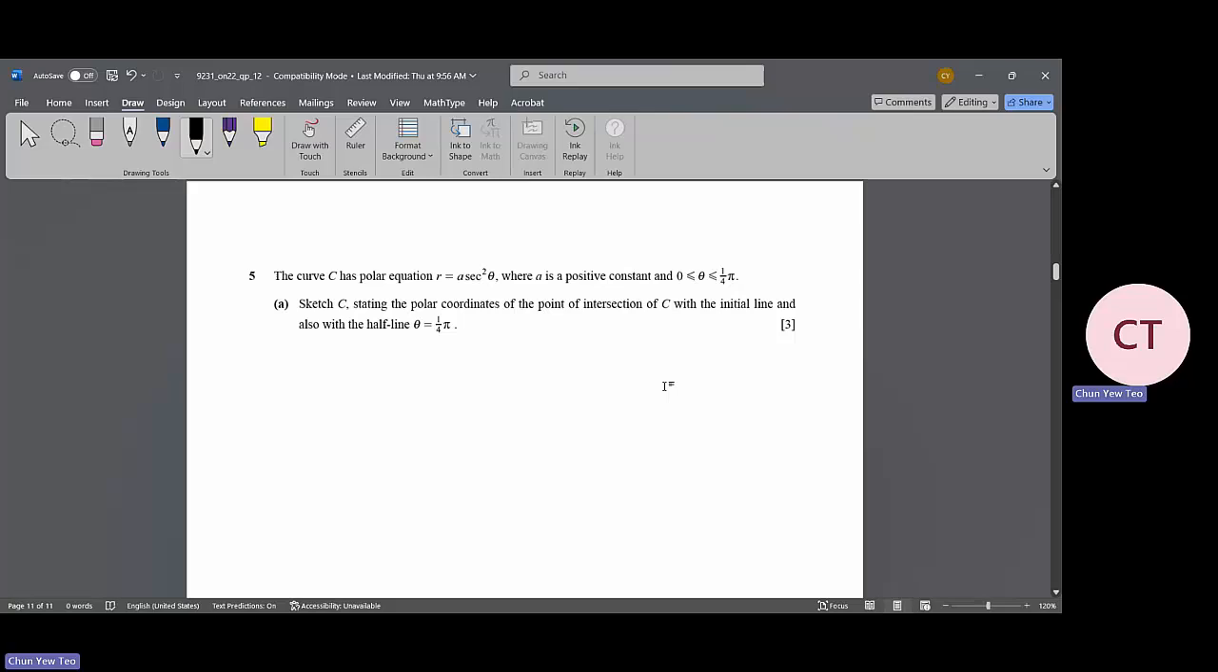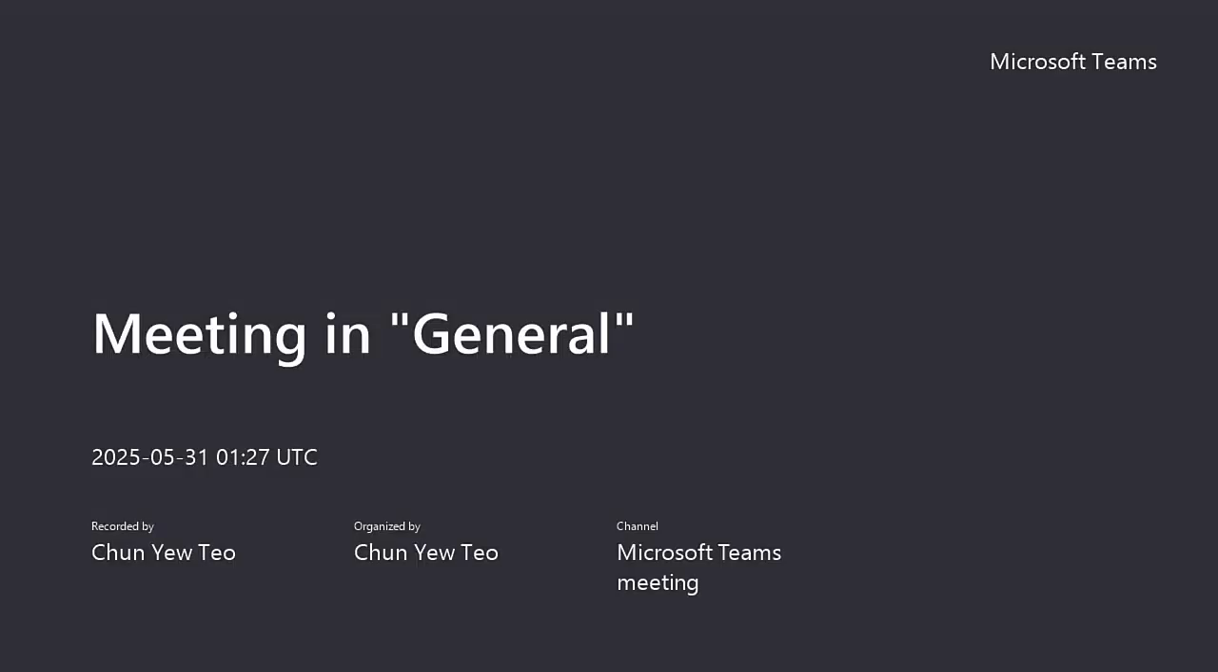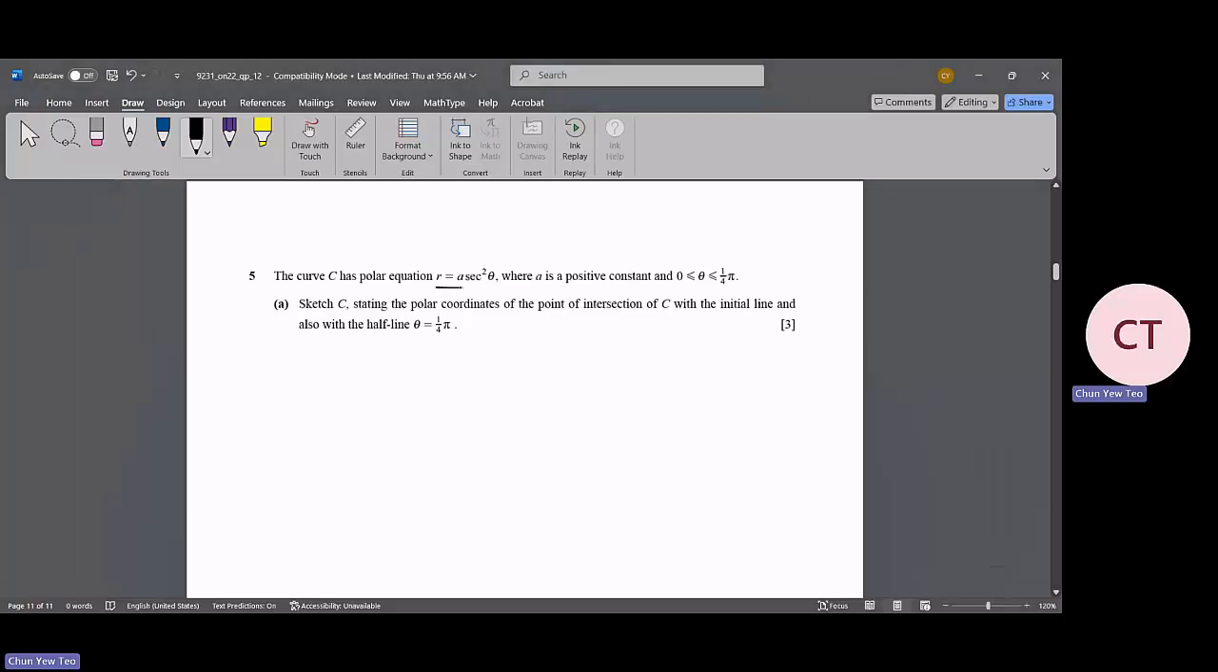And moving on, we have question number 5. C has a polar equation of r equals a secant squared theta, where a is a positive constant, for theta from 0 to pi over 4. Sketch C, stating the polar coordinates of the points of intersection of C with the initial line and also the half line theta equals pi over 4.